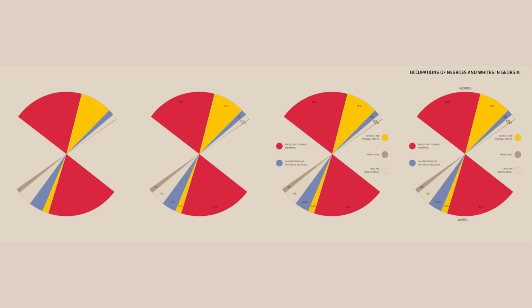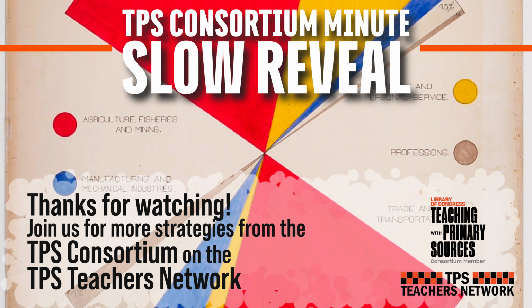And we've consistently had great discussions about the choices Du Bois made in designing the graphic, as well as what the numbers tell us about conditions in the United States in the late 19th century and in the South in particular.